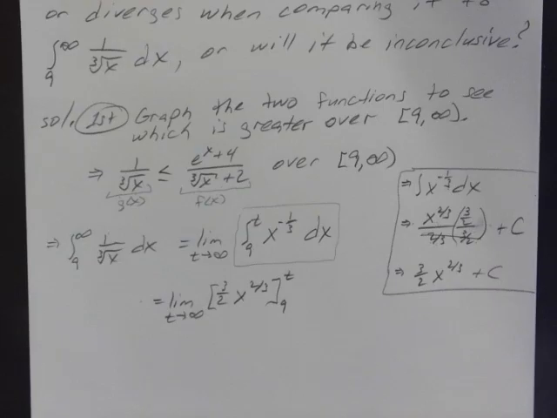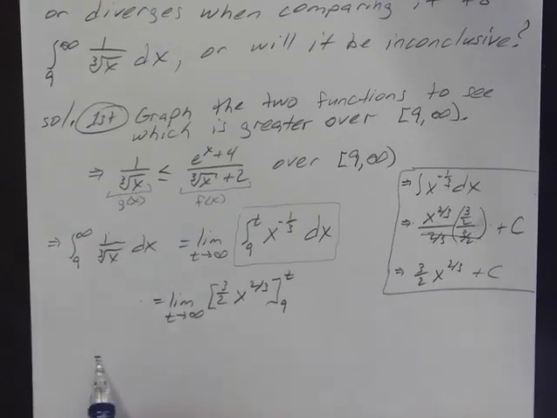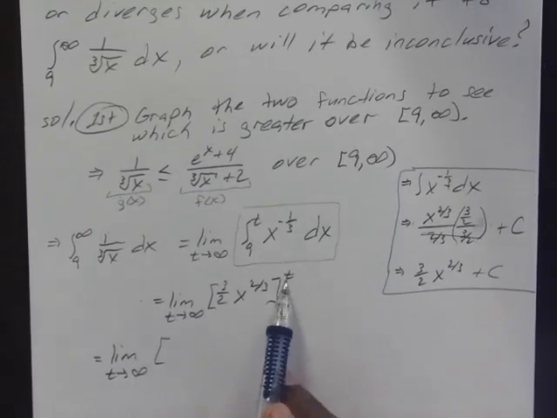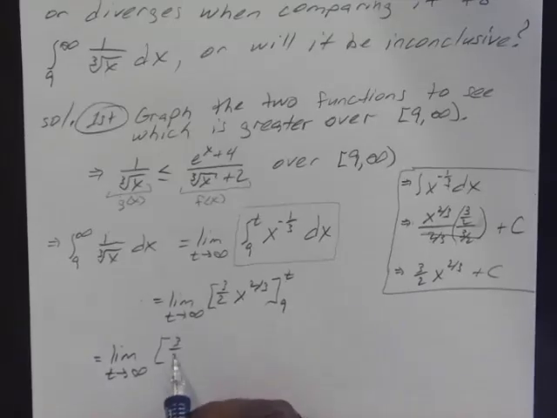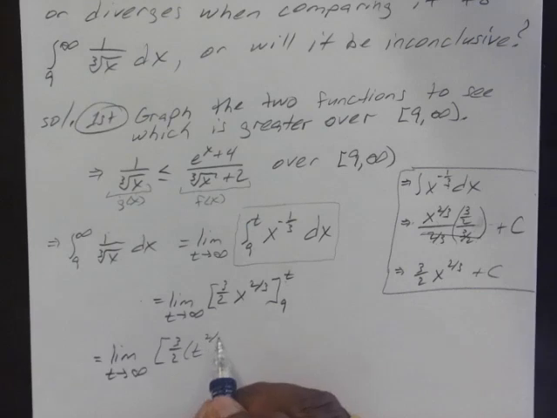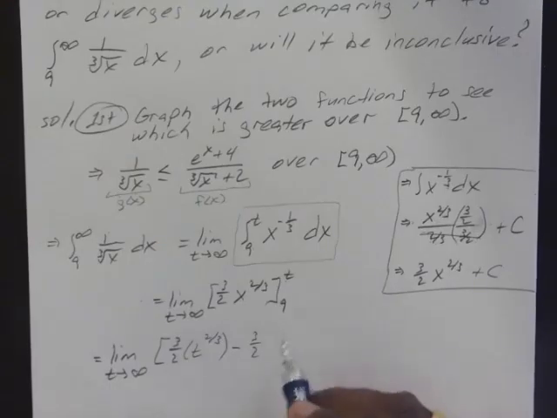So now we can apply the fundamental theorem. So we know the limit as t approaches infinity. We plug in our t, that's 3/2 times t to the 2/3 power minus 3/2 times 9 to the 2/3 power.